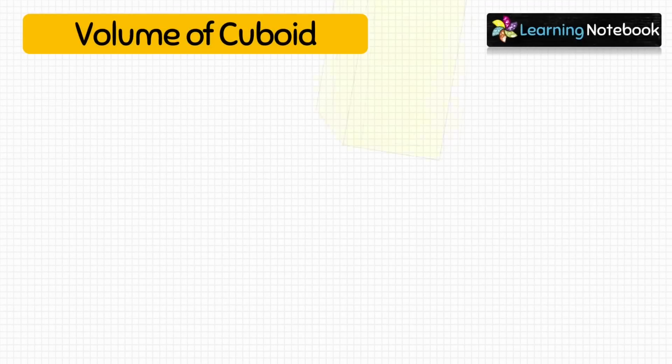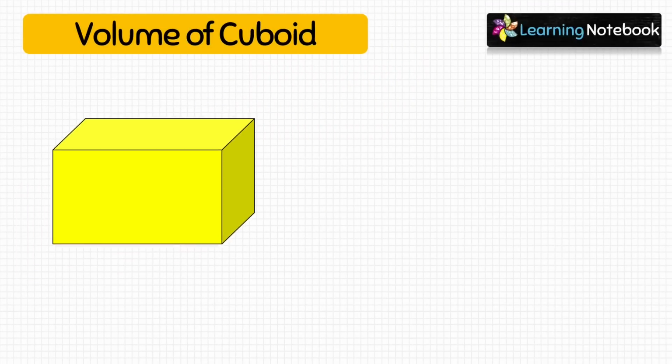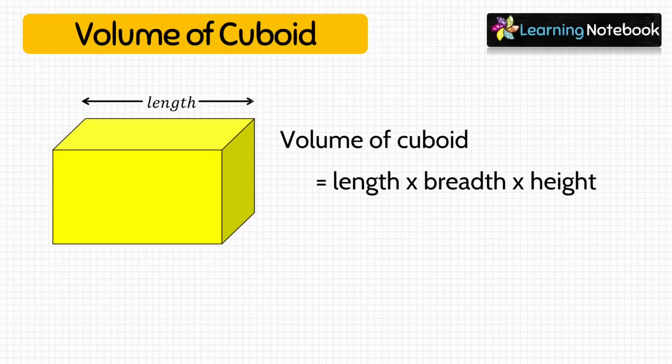Students, as we know, a cuboid is a solid shape with length, breadth and height. So to find the volume of a cuboid, we will do length multiplied by breadth multiplied by height.